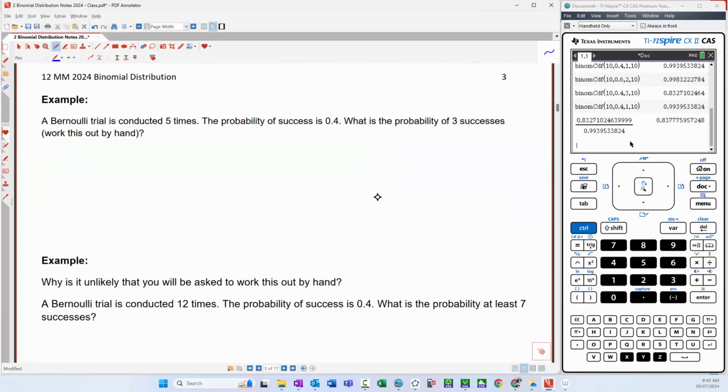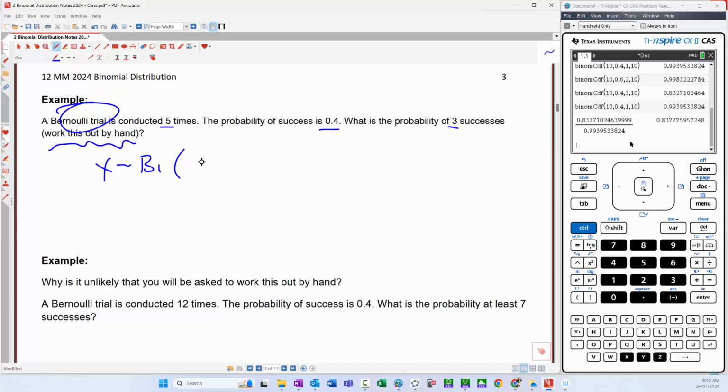Okay, a Bernoulli trial, in other words, a binomial experiment, is conducted 5 times. The probability of success is 0.4. What is the probability of 3 successes? Work this out by hand. All right, so again, the emphasis here is that you need to be able to do this by hand or using the formula. So always define, this is probably a 2-mark question.